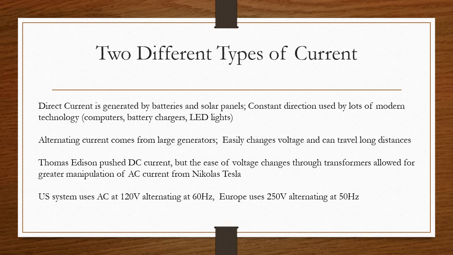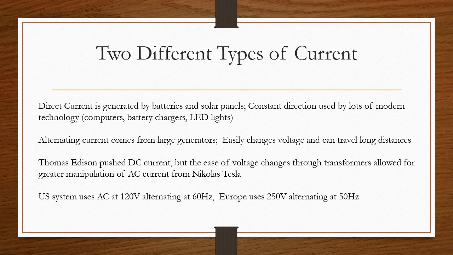So a couple different things about that. Direct current is typically generated by batteries and solar panels. Again, constant direction flow. It's used by a lot of your modern technology. So computers, battery chargers, LED lights, all of those things use direct current.